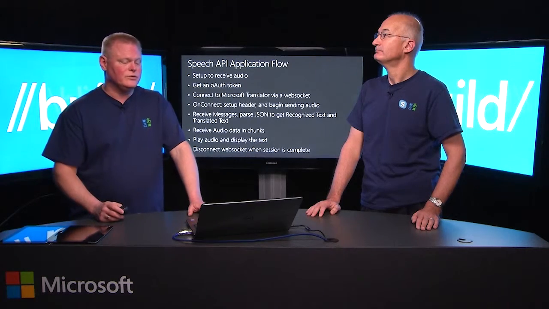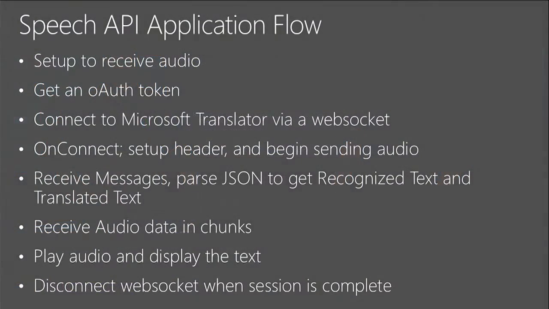The first thing you do when you set up an app is you set up the audio for the app. You can have the audio coming in from a microphone, or you can have it coming in from a file or from a video. Then you need to get an OAuth token to access the service, and then you send that token via a WebSocket to the Microsoft Translator service and get connected. As soon as you connect, you set up a header, and then you begin sending audio.